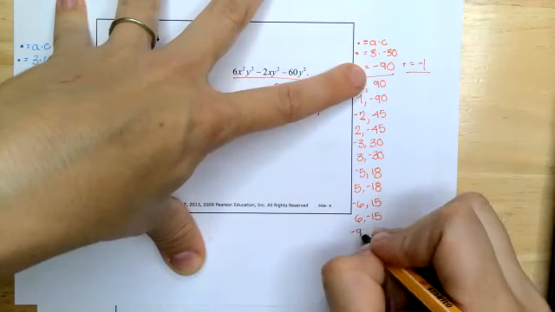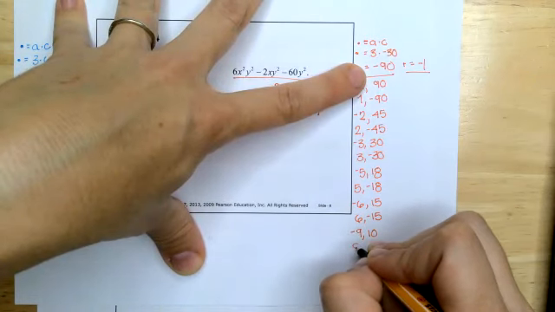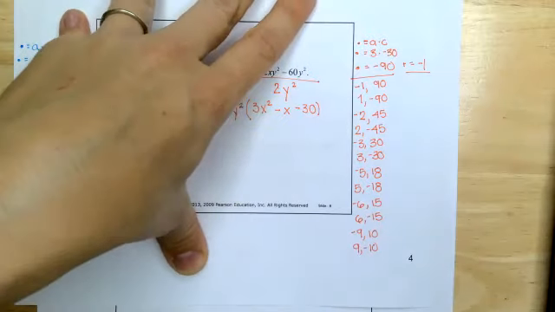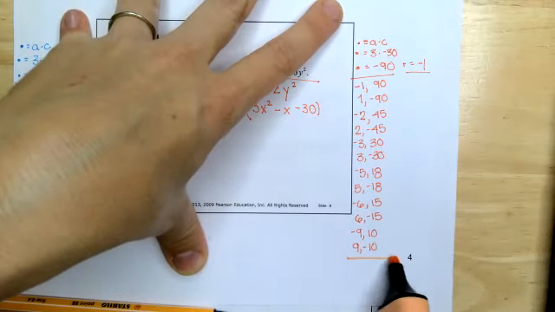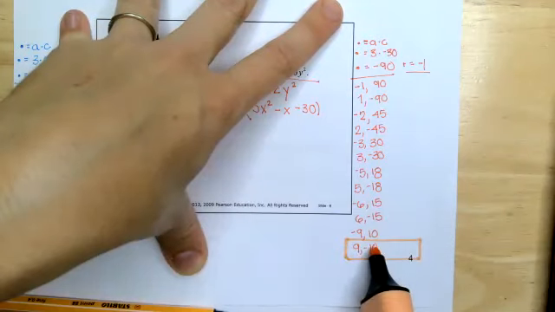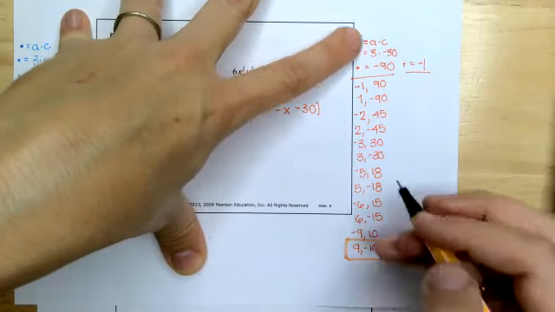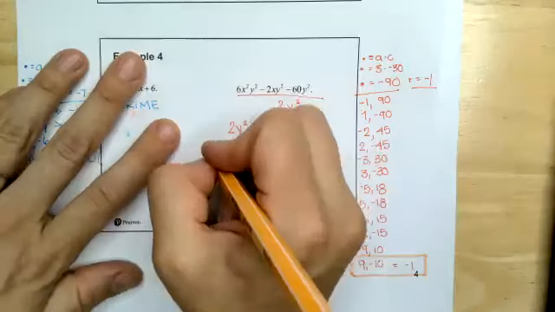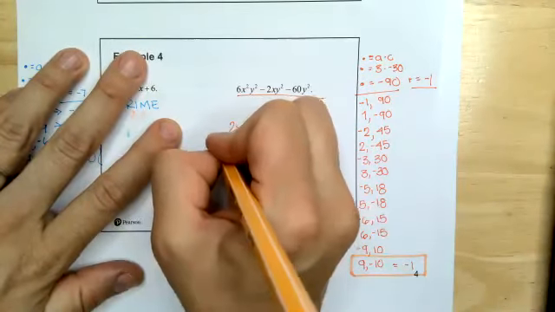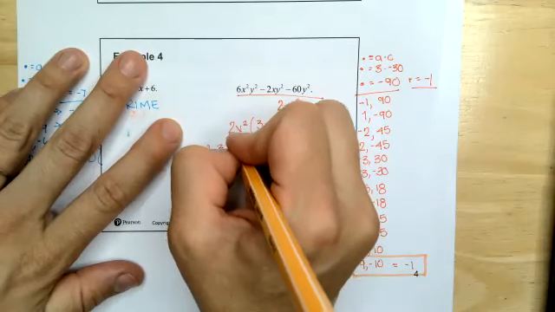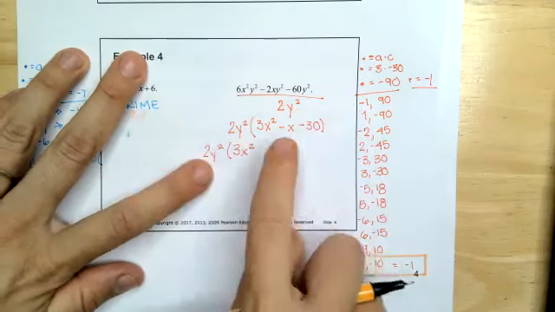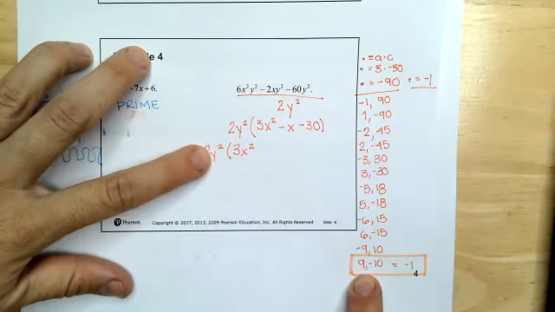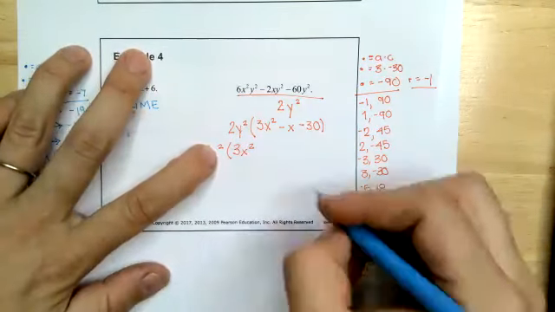So we have negative 9, positive 10, or positive 9, negative 10, right? Which one of those is going to add to a negative 1? These two, right? Negative 10 plus 9 is a negative 1. So remember, just bring down the 2y squared. Bring down the 3x squared. Instead of negative x, we're going to say plus 9x minus 10x.